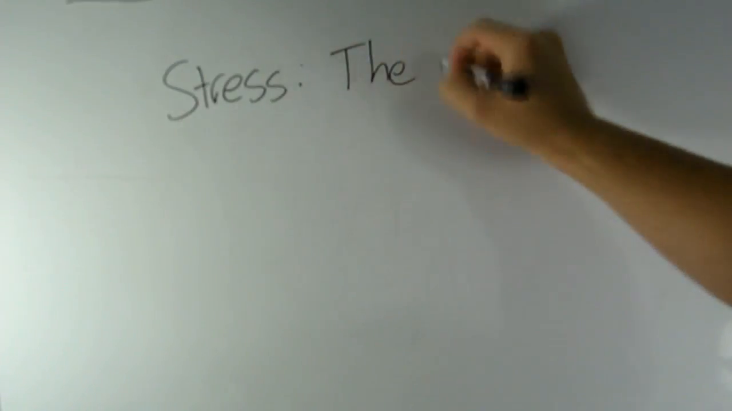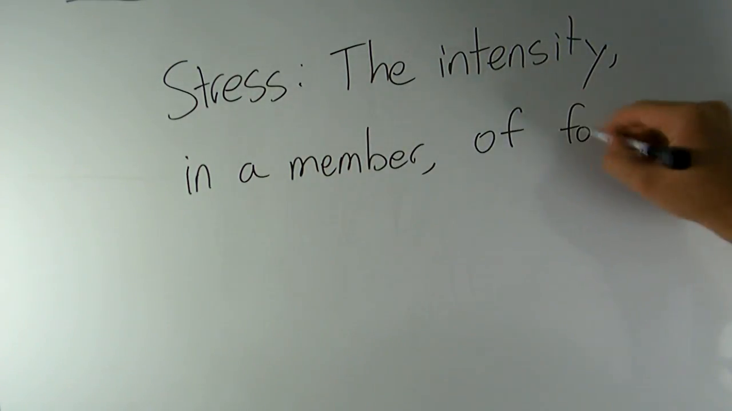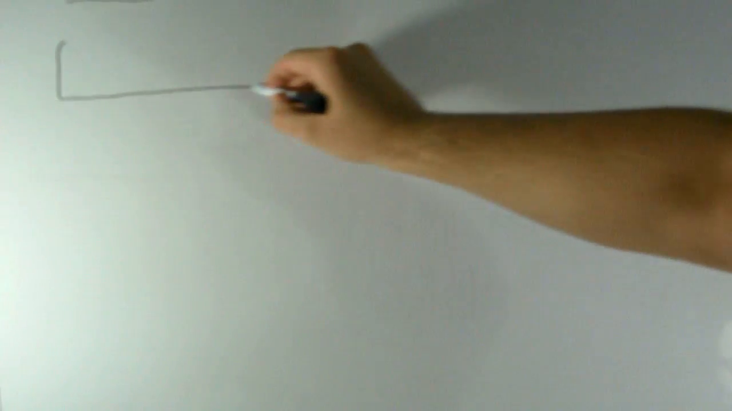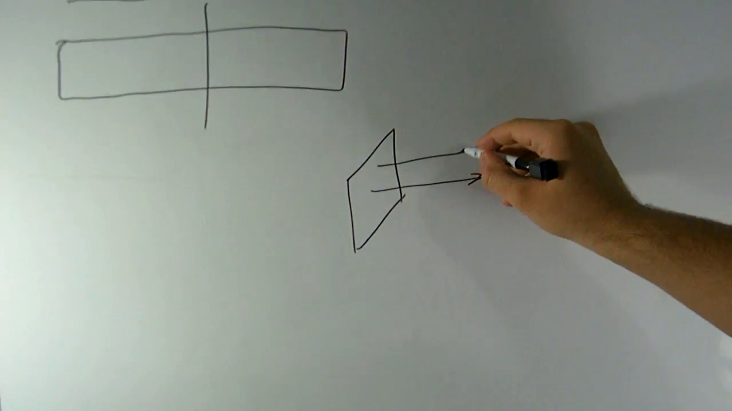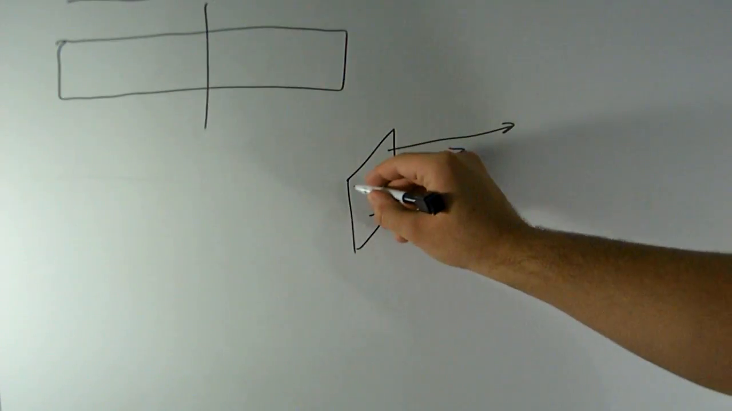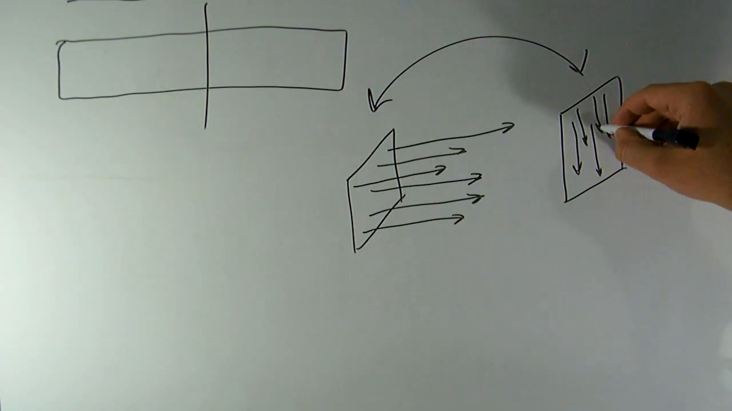So first of all, what is stress? Stress is the intensity of forces across a certain plane or cross-section in a member. If I were to take a large wooden beam and cut straight through the middle, the cross-section would reveal that there are 2 different kinds of stresses. Normal stress, which is directed perpendicular to the cross-section, and shear stress, which is directed parallel to the cross-section.